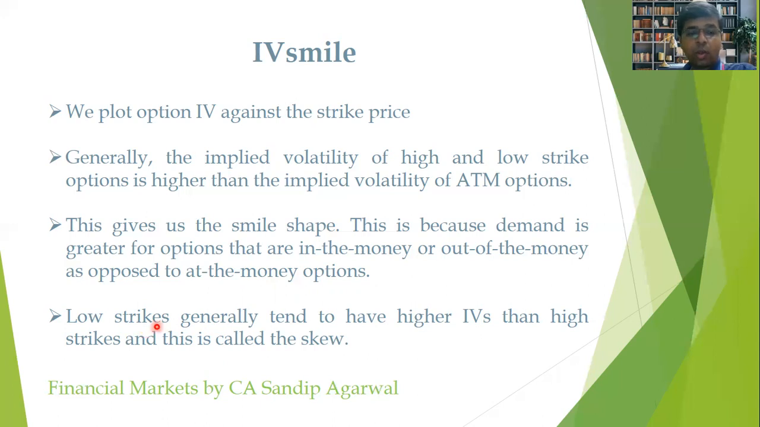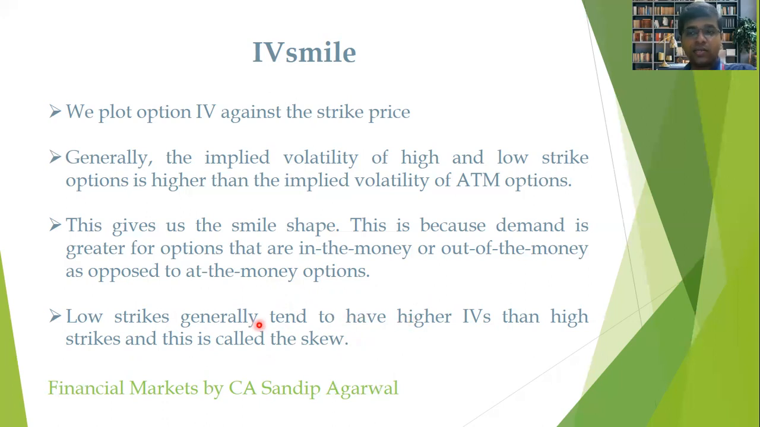And it is also considered that the low strikes generally tend to have higher IVs than the high strikes, and this is called the skew. So it basically means that if the Nifty is currently trading at 17,300, so 17,300 is the at the money option.